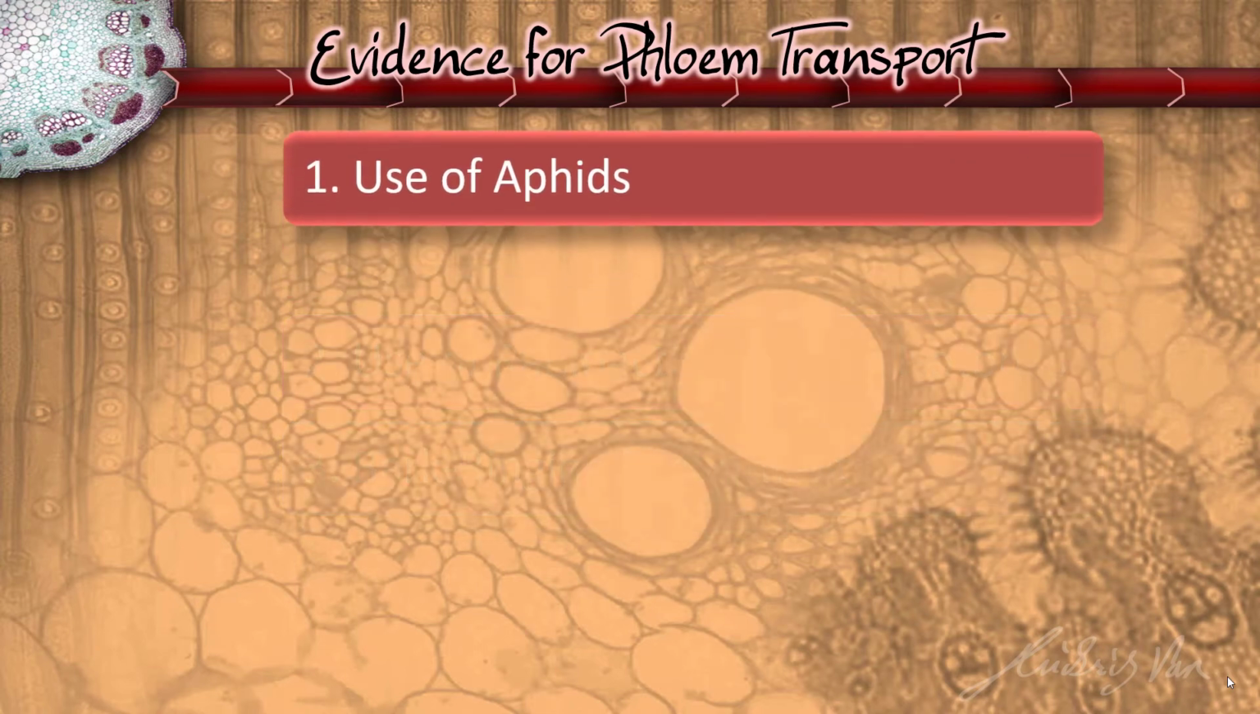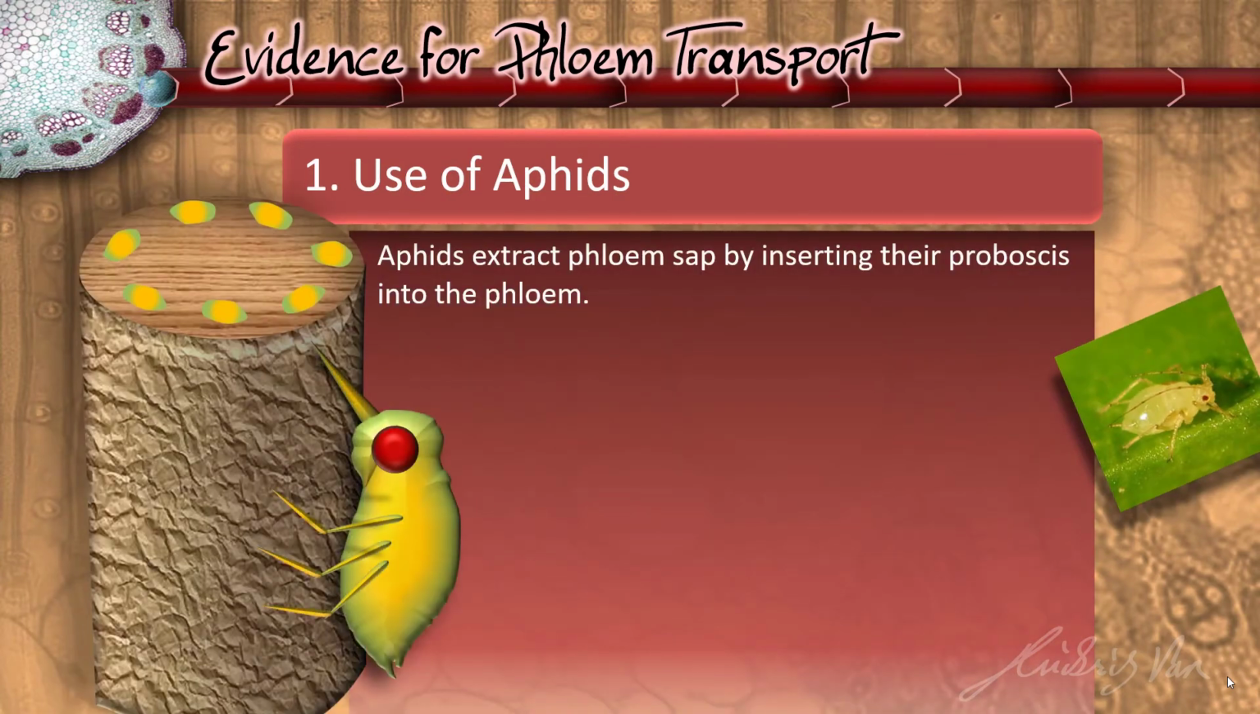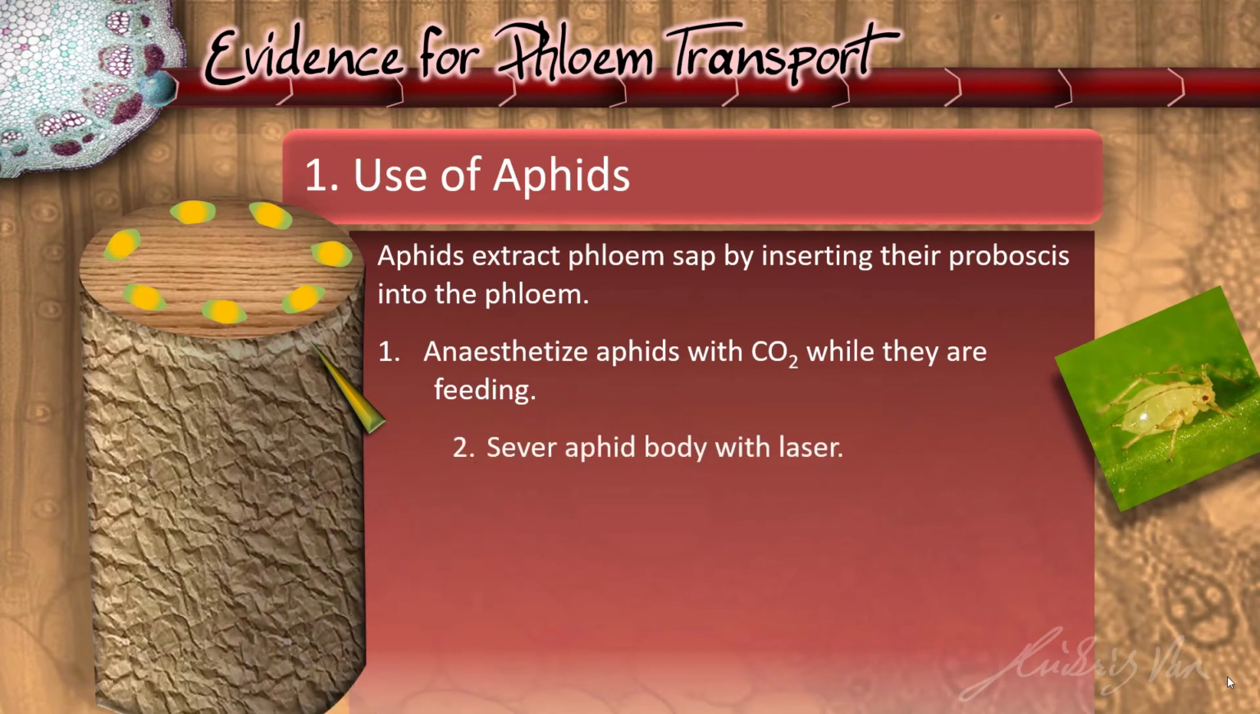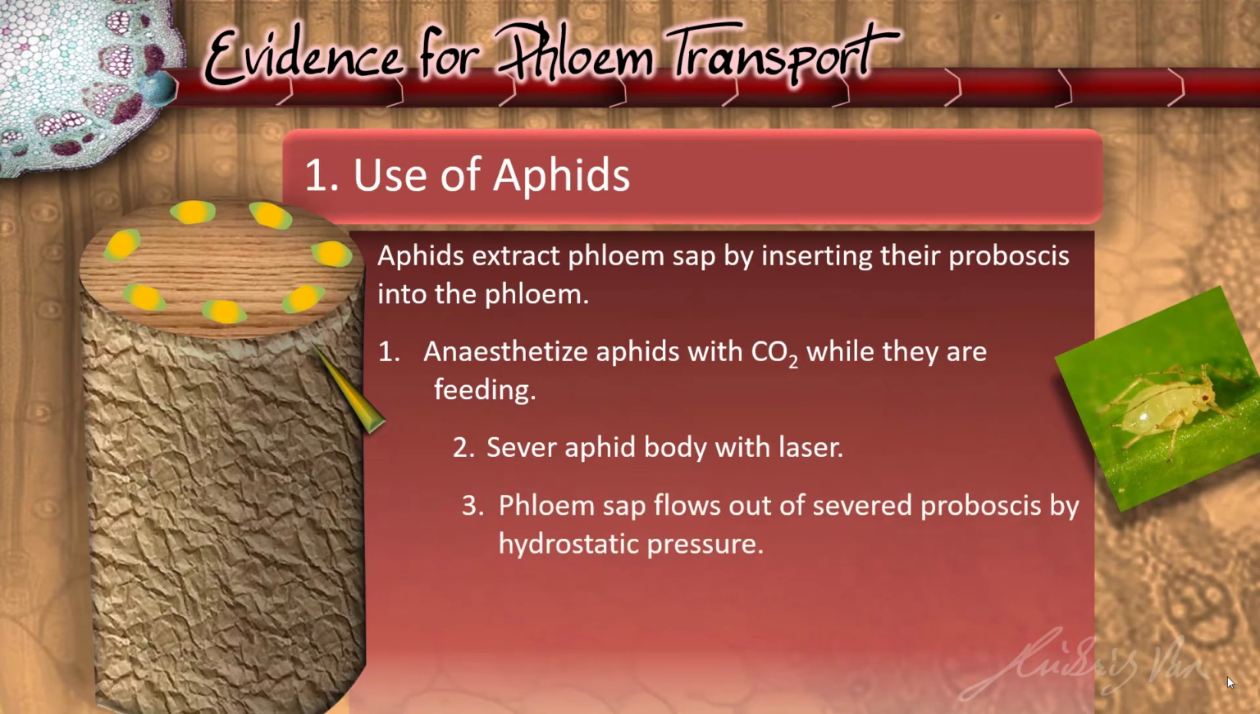So for the use of aphids, what the scientist does is, aphids will be attracting phloem sap by inserting their proboscis into the phloem. So you can see the aphids, they will poke their proboscis into the stem. Then scientists will do something very mean to these aphids. They will numb the aphids with carbon dioxide. Then they will chop off the body with laser. And what will happen is the phloem sap will flow out from the proboscis due to the hydrostatic pressure.